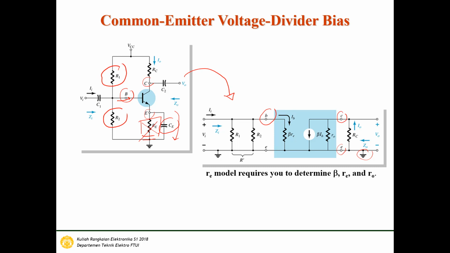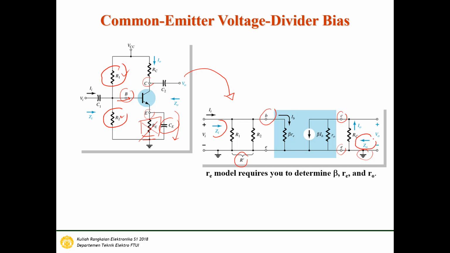In the AC analysis procedure, we connect VCC to ground. So R1 and R2 are connected to ground and become R prime here. R prime is the parallel of R1 and R2. For the re model of the BJT, we have beta re, then beta Ib, and then ro for output resistance. The output is the collector capacitor here. Okay. So the input impedance here is Zi and the output impedance is Zo.